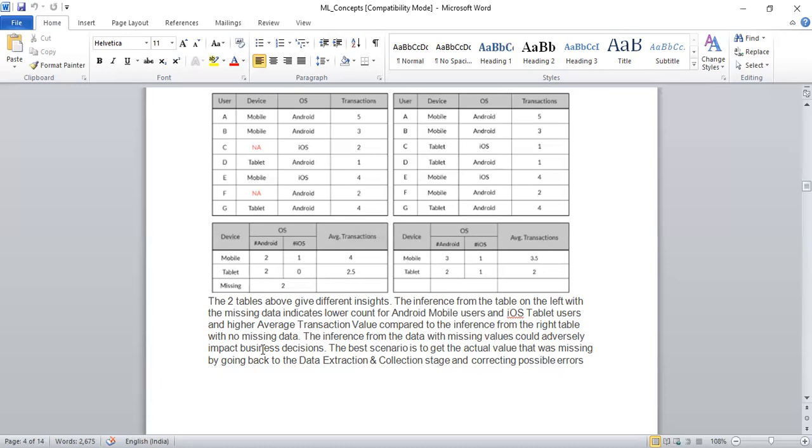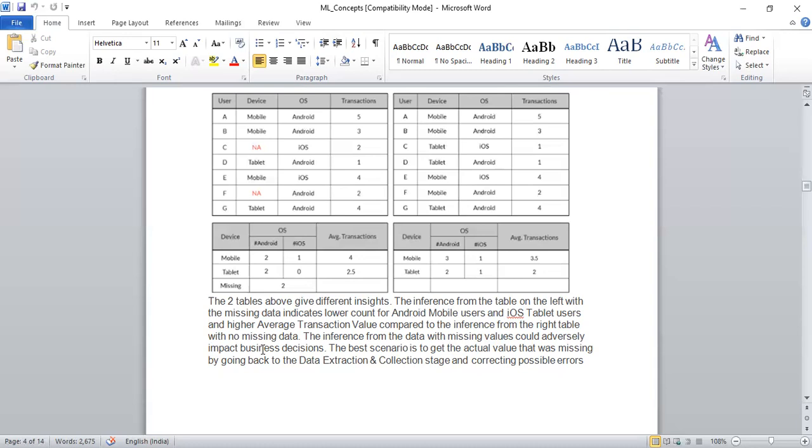Come to the right hand side table, that calculates also. Look, there is no missing data. So mobile Android is 3. Okay, mobile iOS is 1. Tablet Android is 2. Okay, and the combination of tablet iOS is 1.